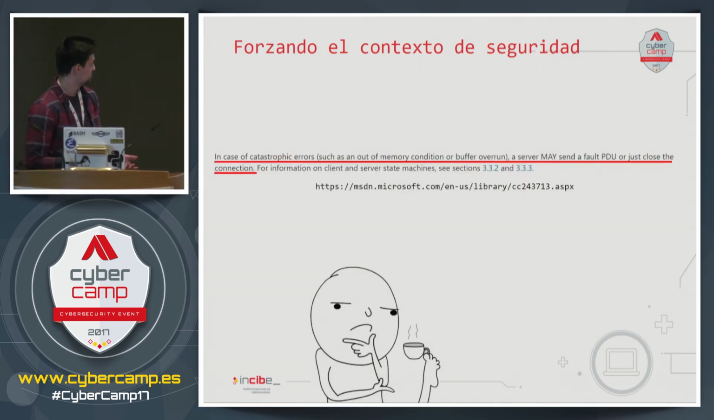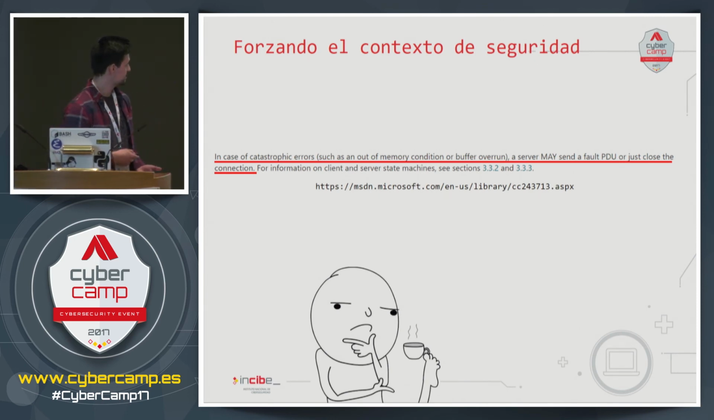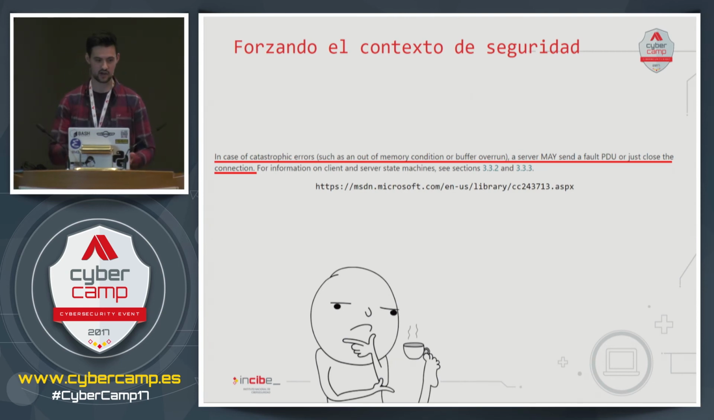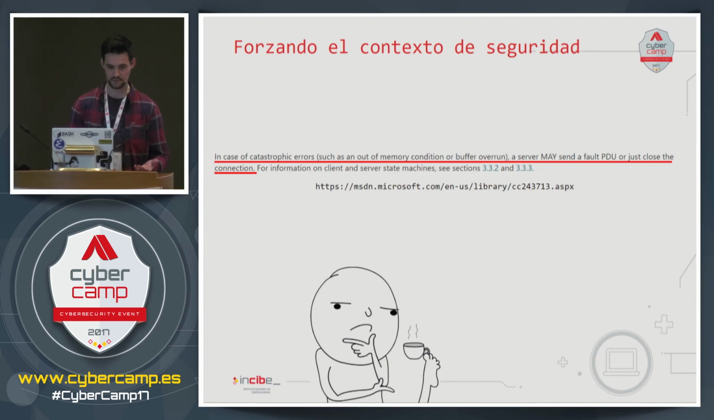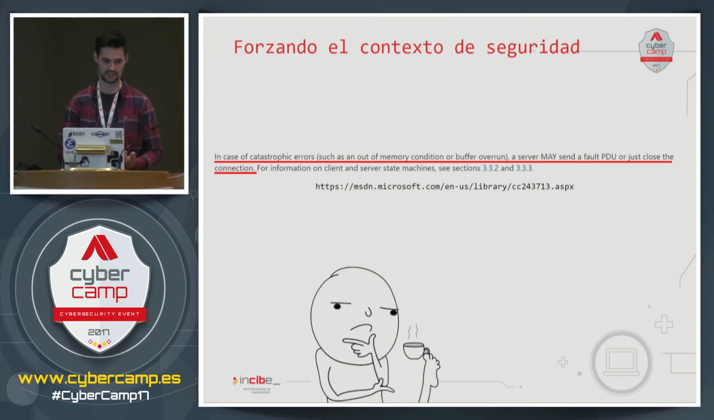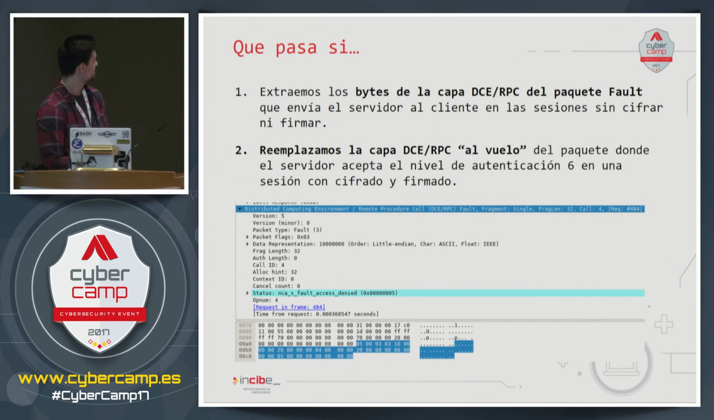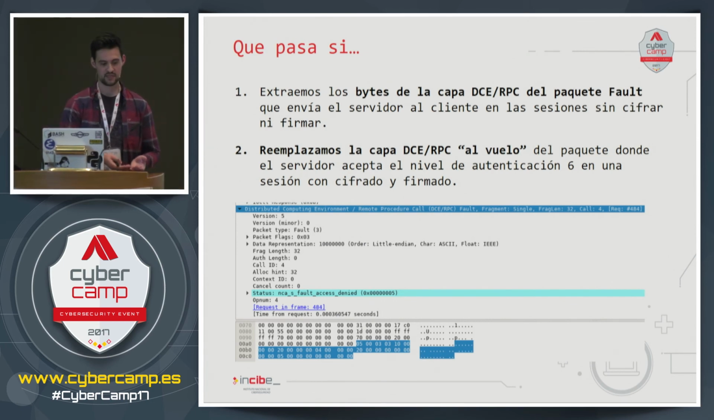The next part, well, we've seen that the MSDN says that in the case of a catastrophic error, the server sends a fault packet, and the client has to break the security context and create a new one. When forming a new one, it doesn't do it properly. So what happens if we extract the DCE RPC layer from a fault packet?